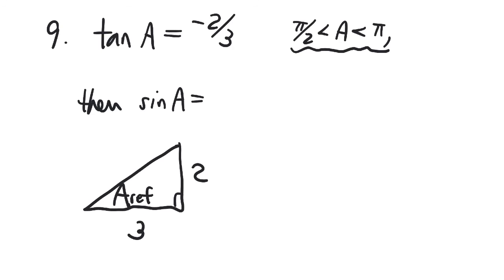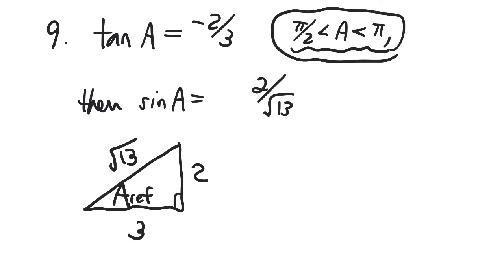If that's true, then by the Pythagorean theorem, this would be the square root of 4 plus 9, which is 13. So the sine ratio would be 2 over square root of 13. Now I have to figure out whether it's a positive or a negative number. Since I'm in the second quadrant, sine has to be a positive number. That's the answer for that problem.